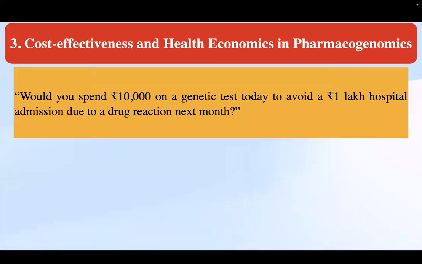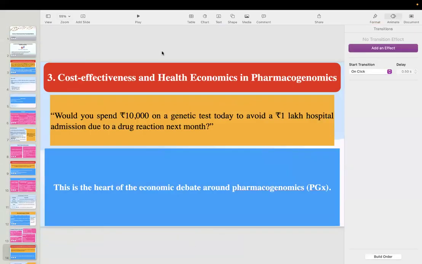I have a question. Would you spend 10,000 rupees on a genetic test today itself? Maybe 90 out of 100 answers would be no. But understand the second question: to avoid a 1 lakh rupee hospital admission due to a drug reaction next month? The answer will be yes. So please understand the question. Would you spend 10,000 on a genetic test today to avoid a 1 lakh hospital admission due to a drug reaction next month? Very important question. Some of you are replying.